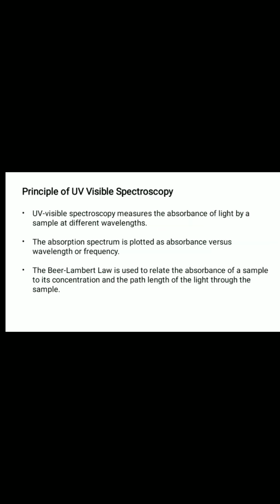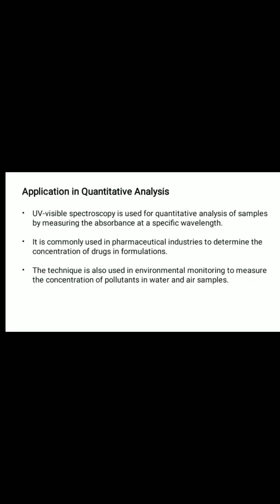Principles of UV visible spectroscopy. UV visible spectroscopy measures the absorption of light by a sample at different wavelengths. The absorption spectrum is plotted as absorption versus wavelength or frequency. The Beer-Lambert law is used to relate the absorption of a sample to its concentration and the path length of the light through the sample.